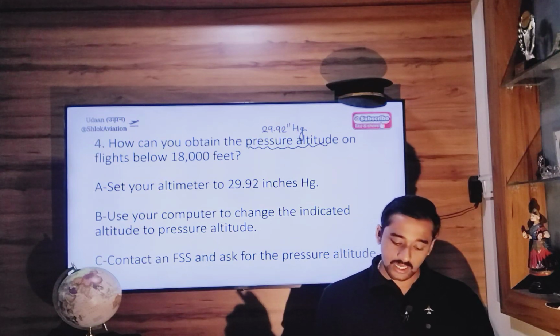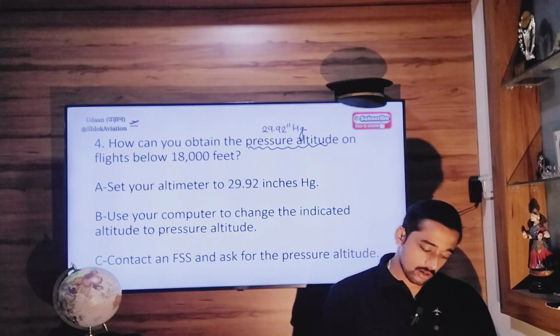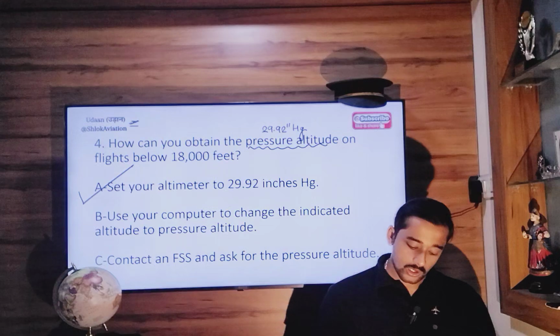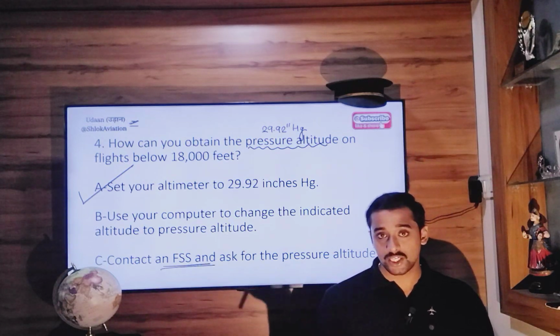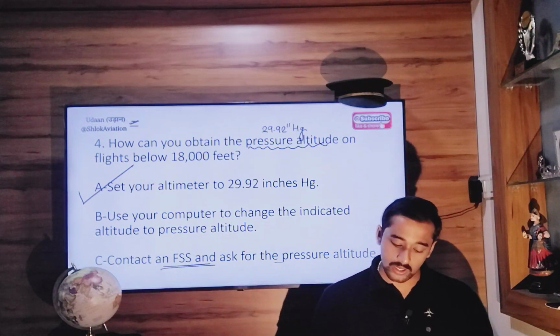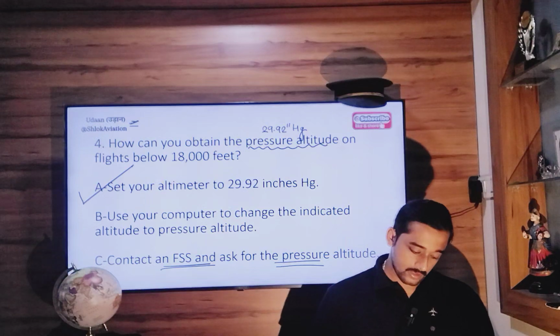Contact FSS station and ask for it. So the correct option will be option A. Not all FSS stations, flight service stations, give you pressure altitude information.